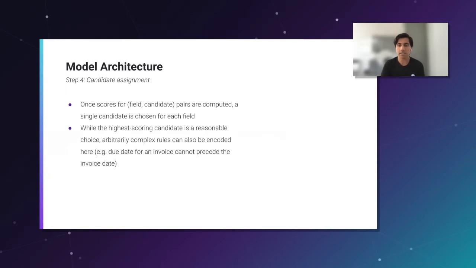And the assignment process then is super simple. All the scores are in a range 0 to 1, so a single candidate is then chosen for each field based on these scores. An interesting point to note here is that while the highest scoring candidate is always a reasonable choice, arbitrarily complex rules can also be encoded here.